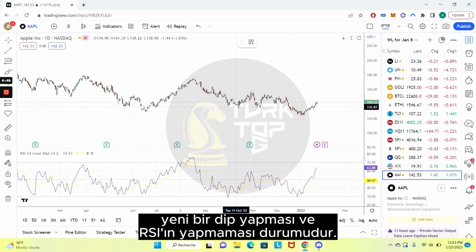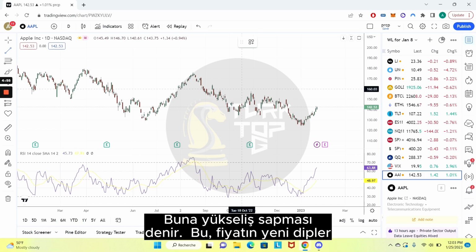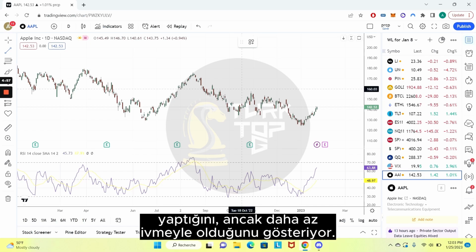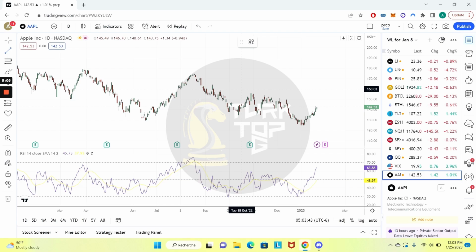when the price makes a new low and the RSI does not. That's called a bullish divergence. That's showing that the price made new lows, but with less momentum. That means the momentum is slowing down and there's a high chance of reversal. You see how the story is playing out?